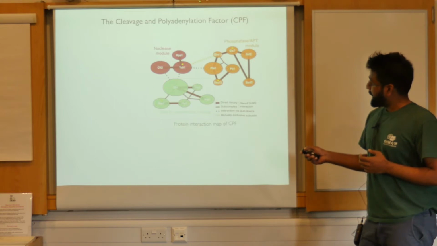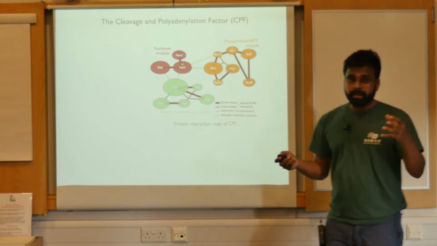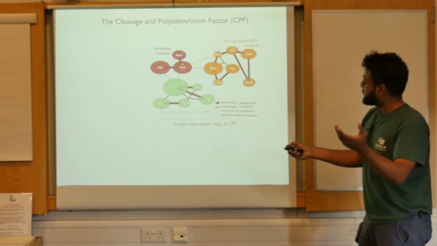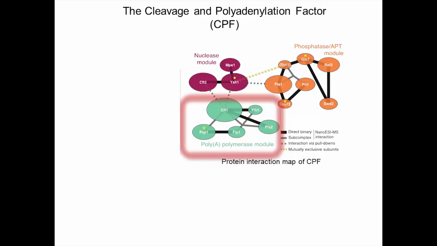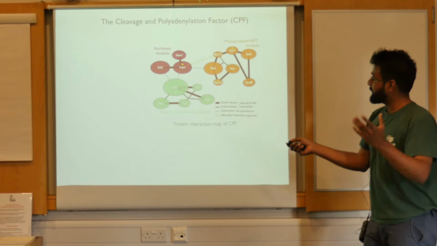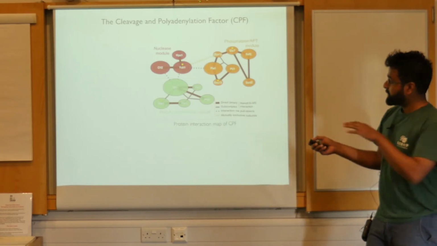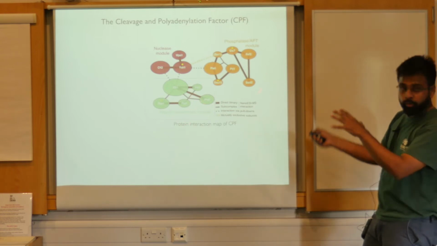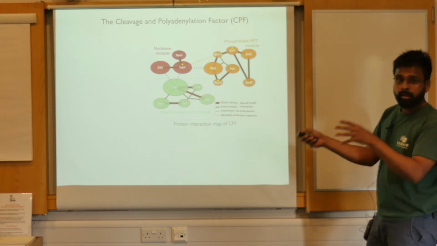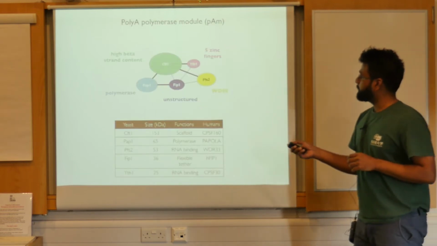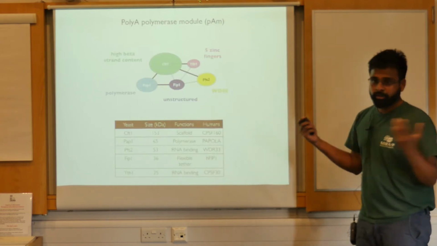And when I joined the lab, I was interested in the process of polyadenylation and how the PolyA tails were added. It turns out that this 5-protein complex called the polymerase module, which is like a subset of the CPF, is enough to add specific PolyA tails to an mRNA. So I chose to focus not on the full complex, but just a module of the complex. Let me say a few more words about this module I chose to work with.